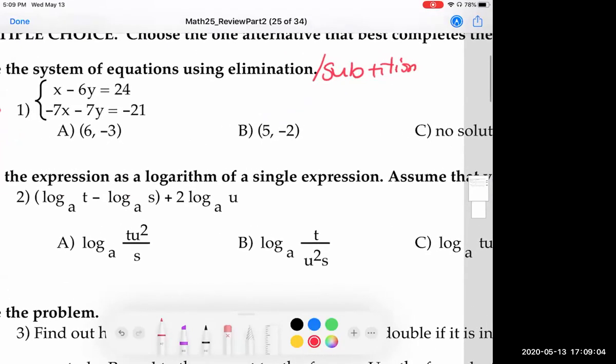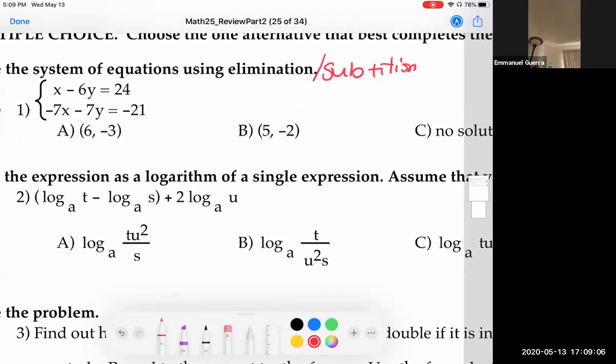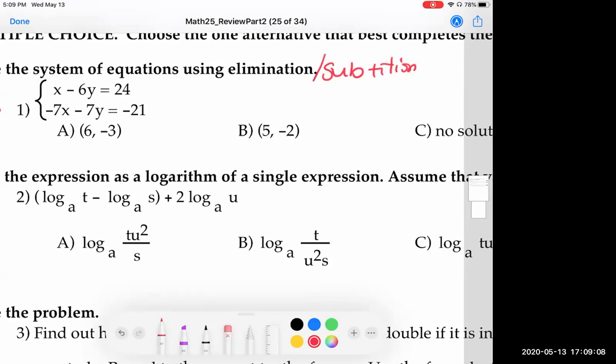So we want to solve using elimination. I see here that I have an x that has no variable, and here I have a negative x. So if we multiply that first one by a positive 7, that would make it so I have a 7x, and that would add to make 0, right? 7x minus 7x is 0. So let's go ahead and do that.